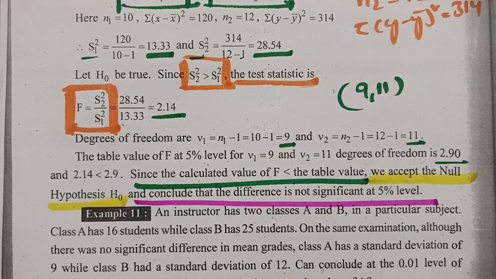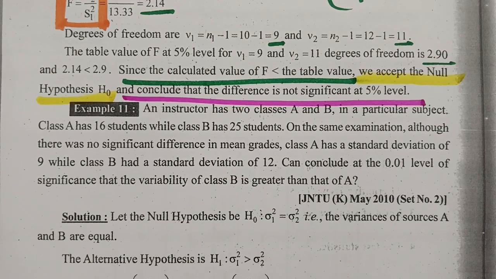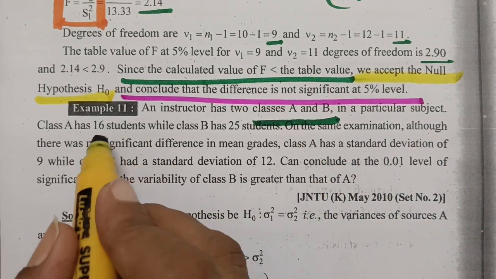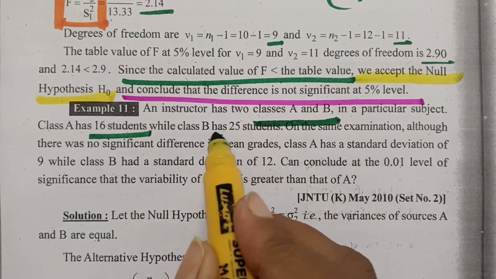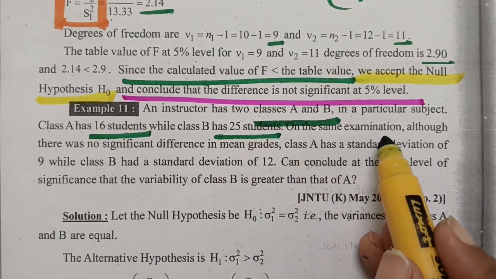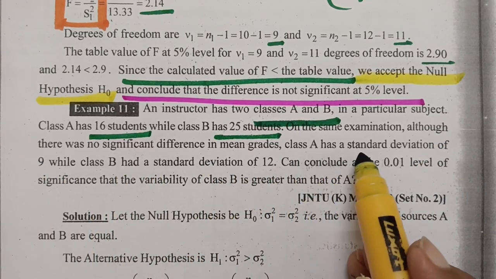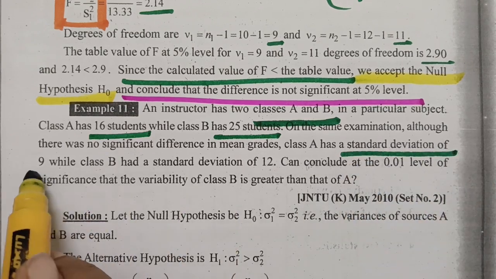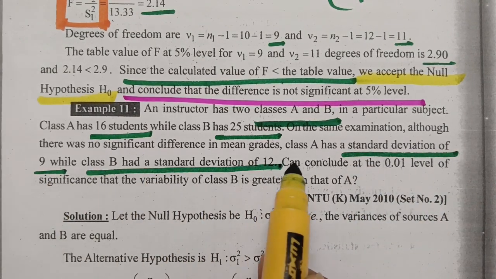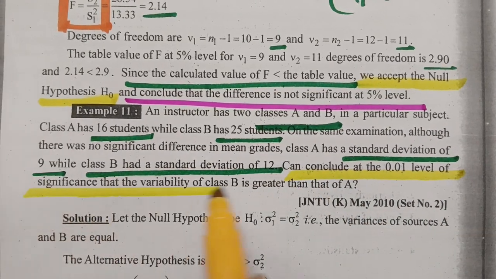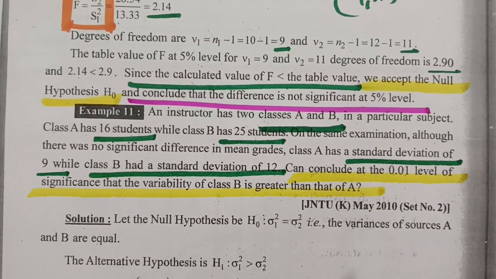The next question here is, an instructor has two classes. How many classes are there here? Two classes, class A and class B. In a particular subject, class A has 16 students, N1 is equal to 16, and B has 25 students. On the same examination, although there is no significant difference in the mean grades, class A has a standard deviation of 9, while class B has a standard deviation of 12. Now can you conclude at the 0.01 level of significance that the variability of class B is greater than that of class A? First of all we have to take the data.